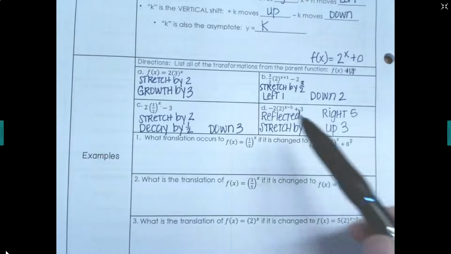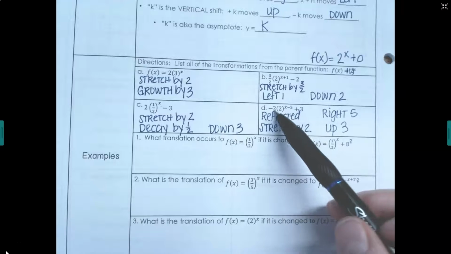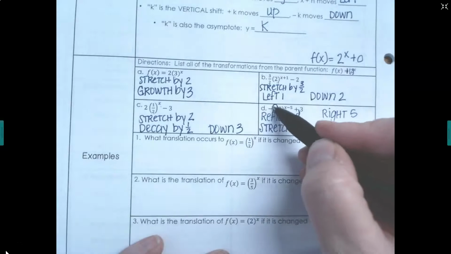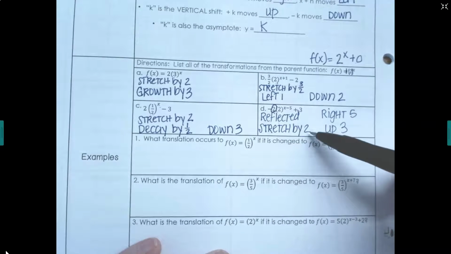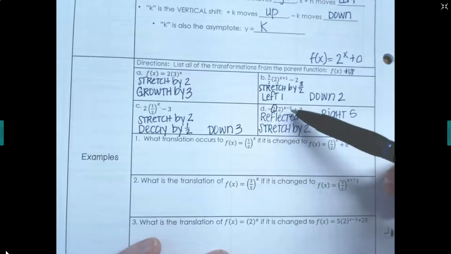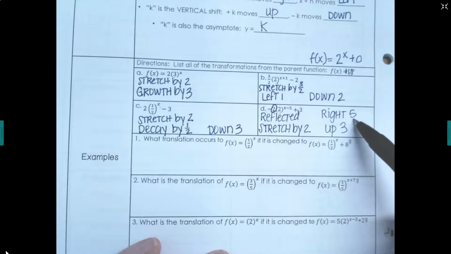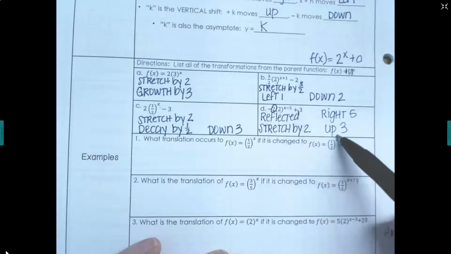All right, in our last one, there's a negative sign out front. That means it's reflected. Then you remember you only look at the number. Only look at the 2. The 2 is more than 1, so it's a stretch by 2. The 2 inside is the same. Your B values are both 2, so there's no difference there. We're not going to talk about that. This is x minus 5, so that means it's going to move right 5. And then plus 3 means it's going to go up 3.